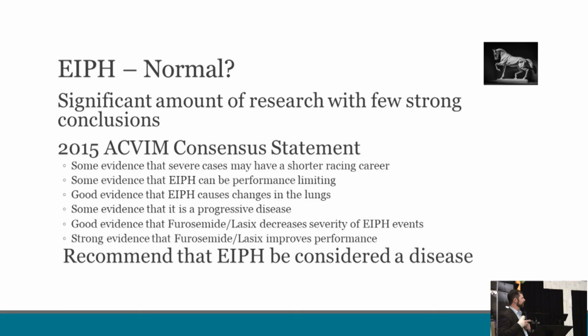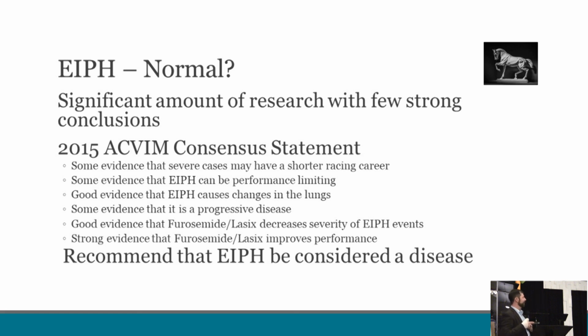So basically in 2015, they concluded that in all of that information, there was some evidence that horses with severe cases may have a shorter racing career. There was also some evidence that the condition can be performance limiting. There was good evidence that the condition causes changes in the lungs, and there was also some evidence that it is a progressive disease.